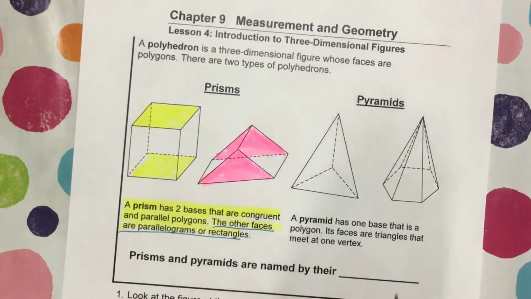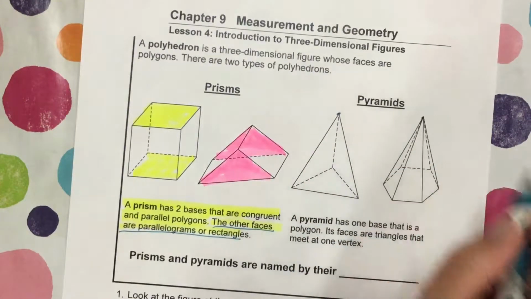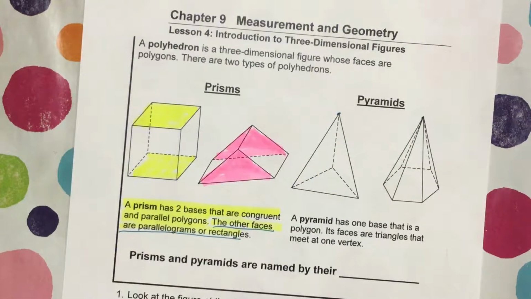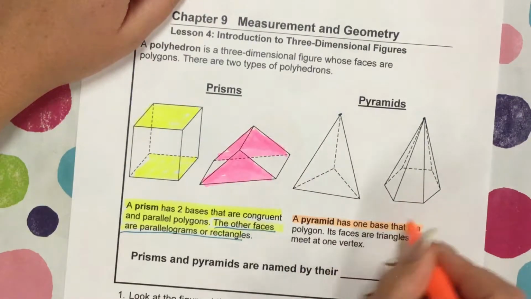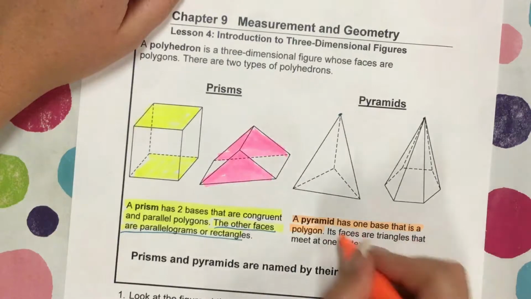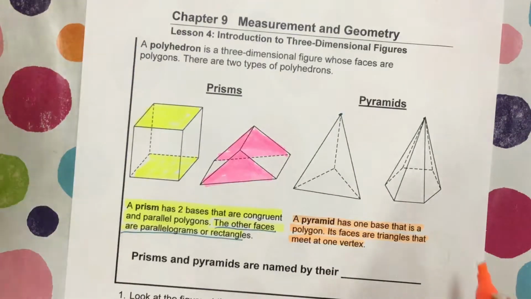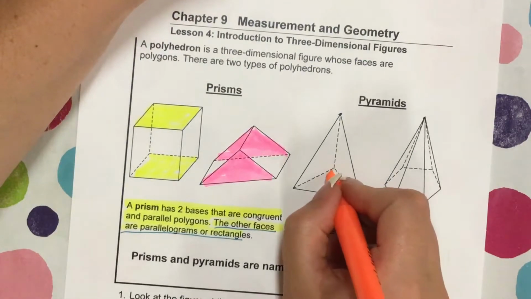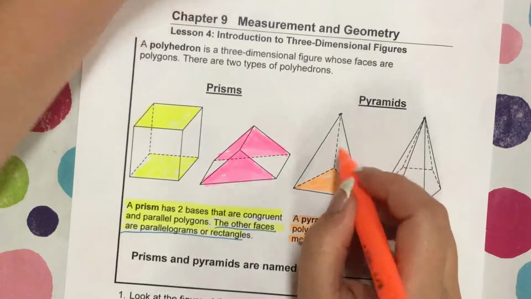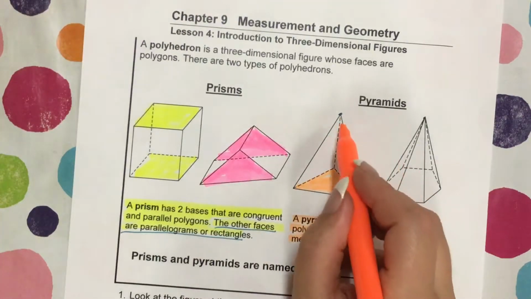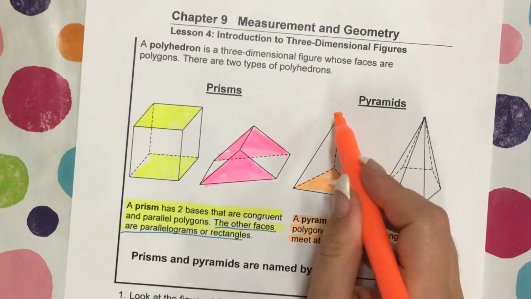Now let's look at pyramids. In pyramids, everything goes up to a point. Do you see that? A pyramid has one base that is a polygon. Its faces are triangles that meet at one vertex. So if we look here, we have a base that is a triangle, and all of the faces are triangles, this one, this one, and this front one, and they all meet at one vertex point.